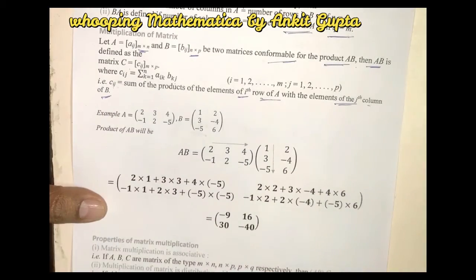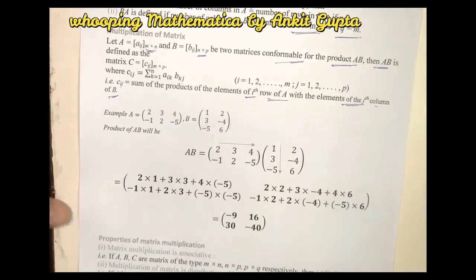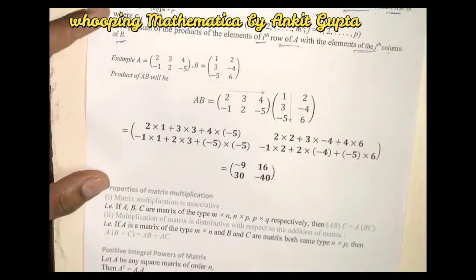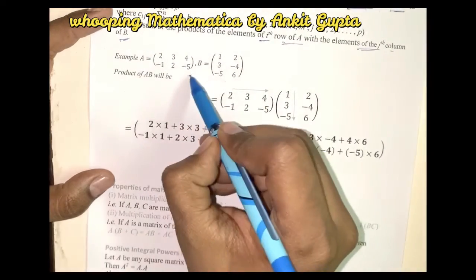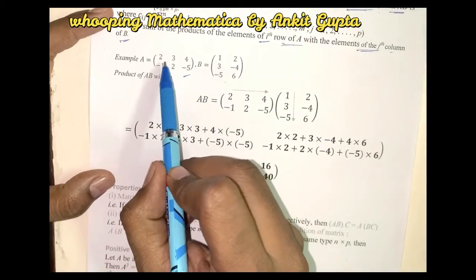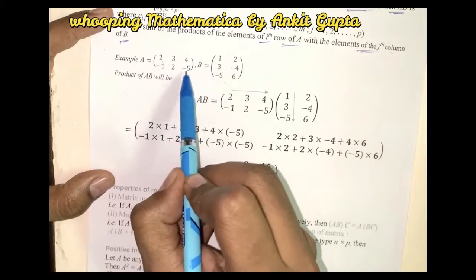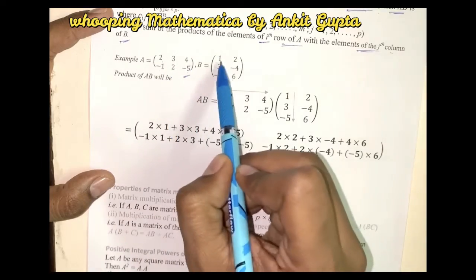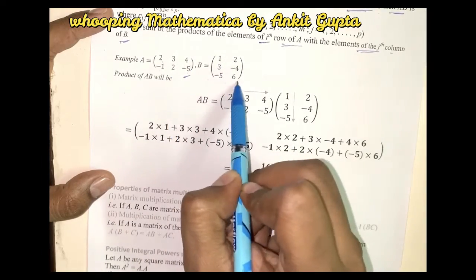Now let us try to understand this with an example. Say we are given a matrix A whose elements are 2 3 4 in the first row and minus 1 2 minus 5 in the second row, and matrix B is 1 2, 3 minus 4, minus 5 6.